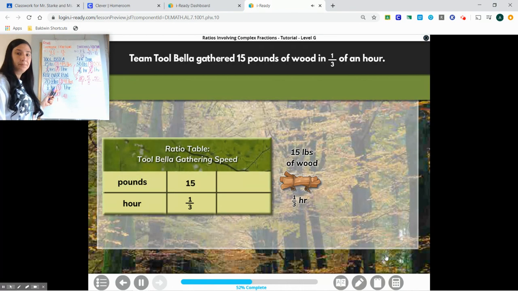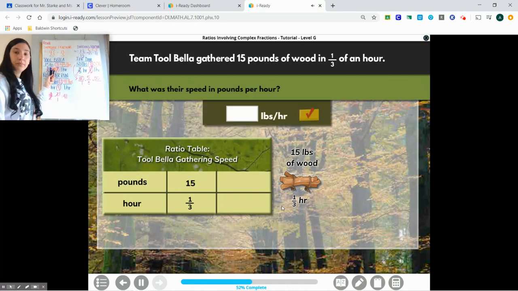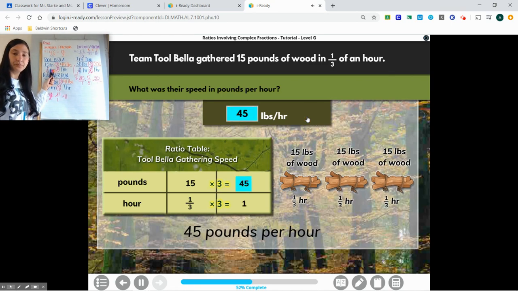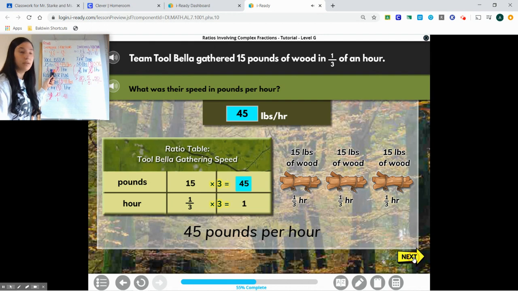Team 2, Tool Bella, gathered 15 pounds of wood in 1/3 of an hour. What was their speed in pounds per hour? Here, we multiplied by 3, and we found this one was 45 pounds per hour. And now Infinite Dimensions.